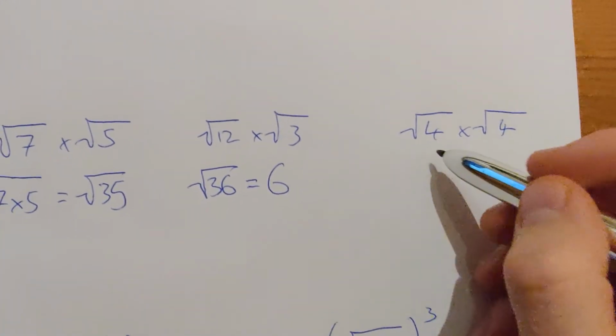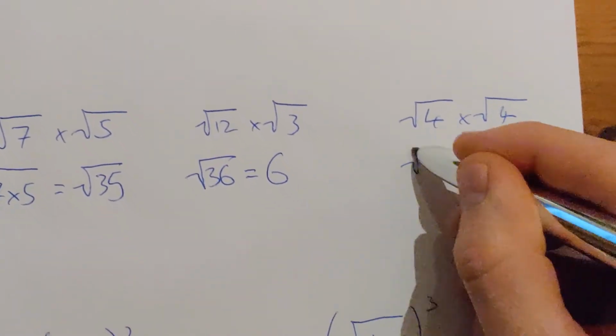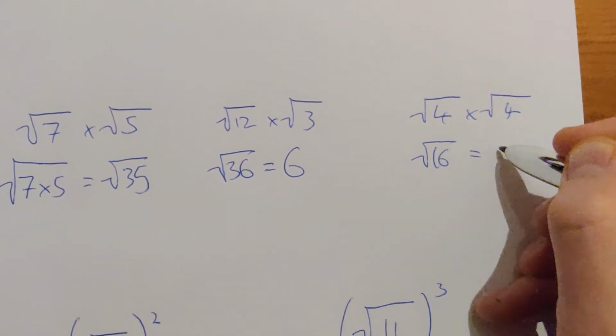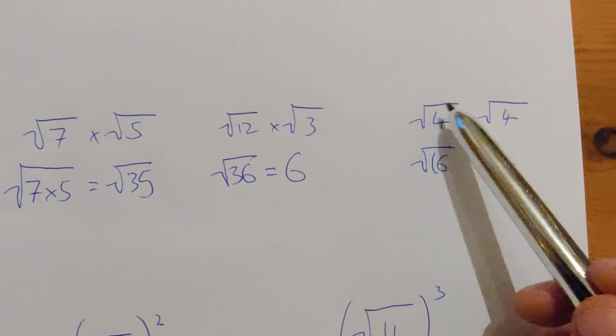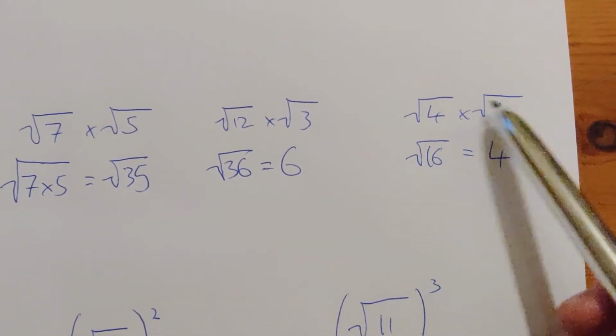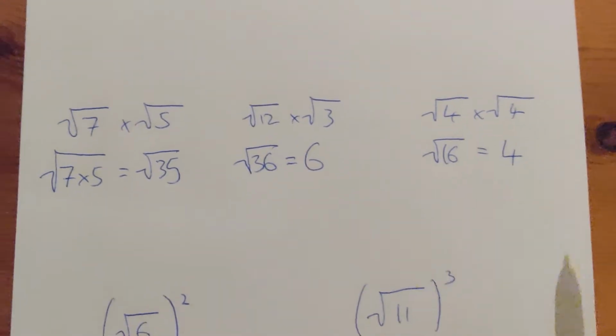And here's a similar one. Look, square root of 4 times the square root of 4 equals the square root of 16, which just equals 4. And actually, we already know that, don't we? If we've got the square root of something times the square root of that same thing, then it's going to give me that number. That's why it's called square root.